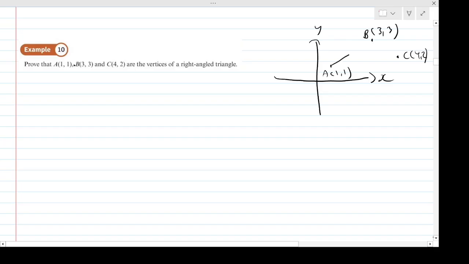And then we can connect all the points together, and then we should get a triangle. Now we need to prove it's a right angle triangle. And I guess the right angle looks like it'll be there. Okay, so that is the diagram. That's what the triangle looks like, but we need to prove it is a right angle triangle.